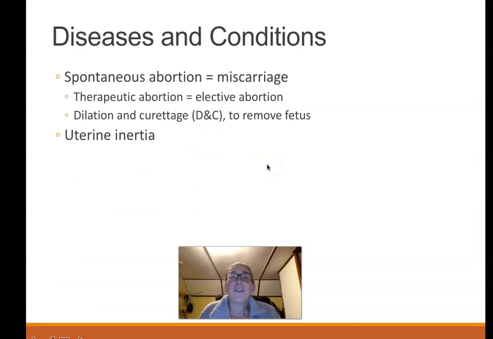Like I mentioned, the first trimester is the most sensitive trimester, and a lot of pregnancies don't make it past the first trimester. Technically, the medical term for a miscarriage is a spontaneous abortion, which is different than a therapeutic abortion or an elective abortion. So a spontaneous abortion is the medical term for a miscarriage.